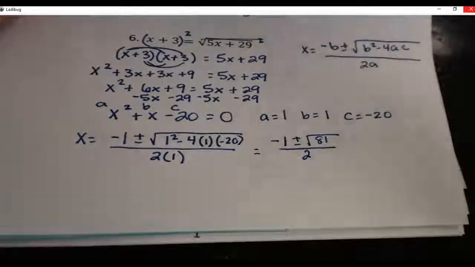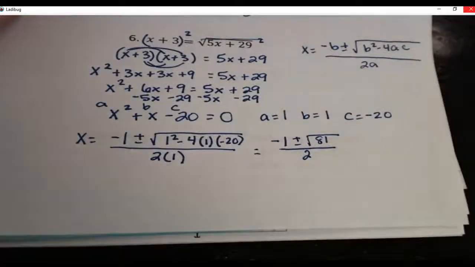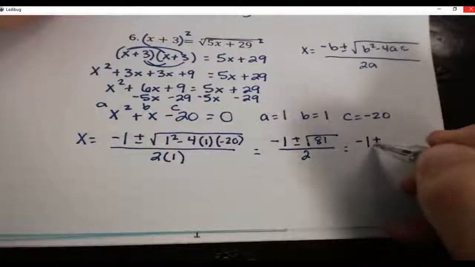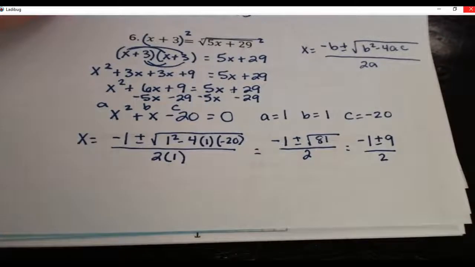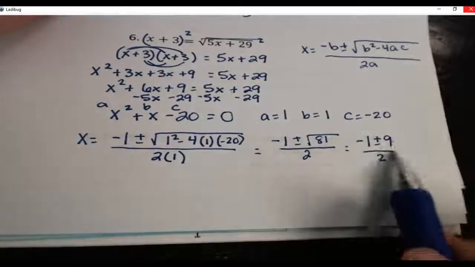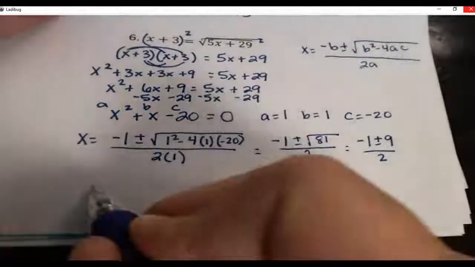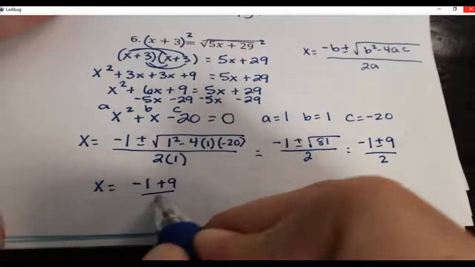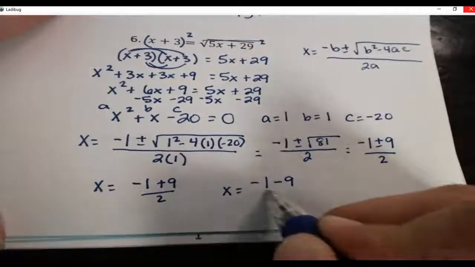So then, remember, we look at the square root. What do I know about the square root of 81? Yeah, it's a perfect square. It's 9. So then we can say negative 1 plus or minus 9 divided by 2. And so since our square roots are gone, we can simplify this again. And we can say negative 1 plus 9 divided by 2, and negative 1 minus 9 divided by 2.